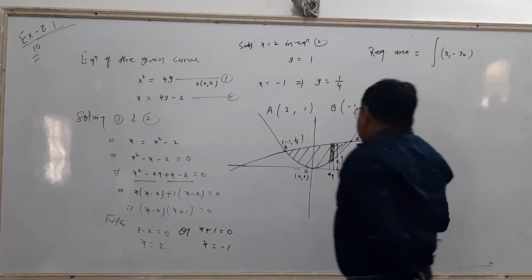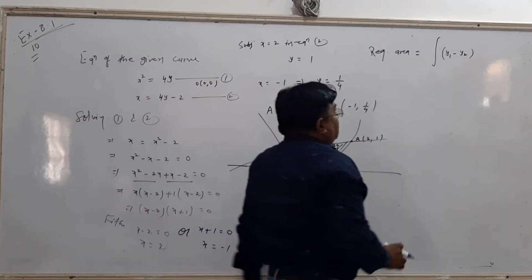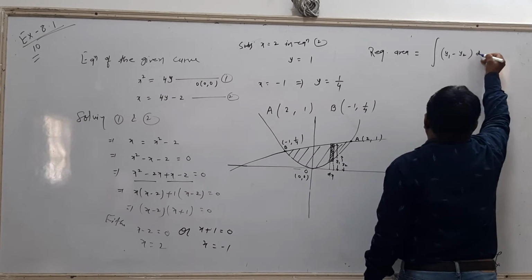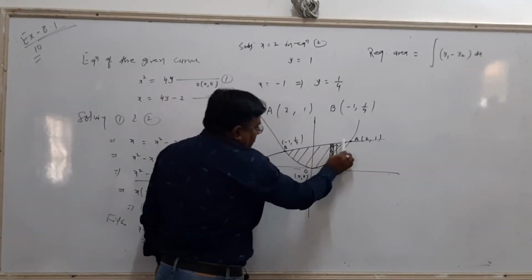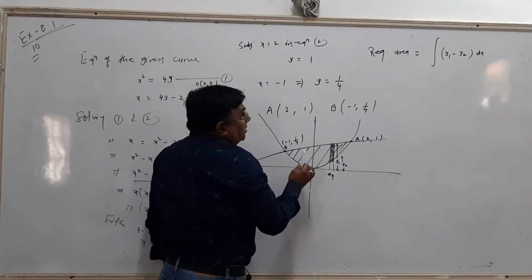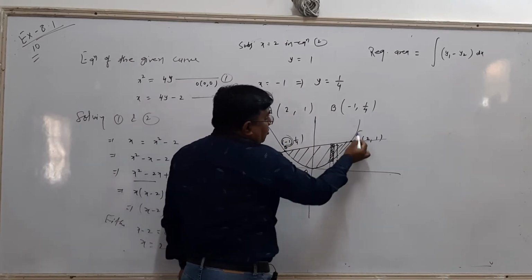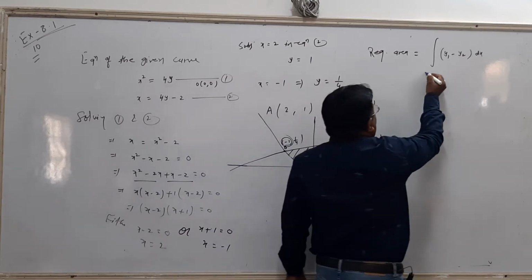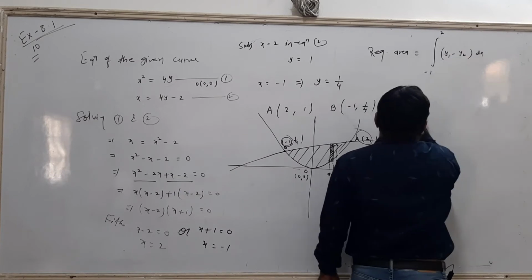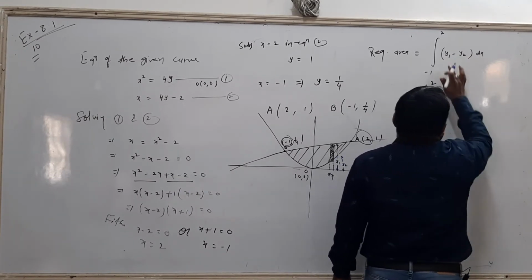Length of strip is y1 minus y2, and breadth is dx. But the strip moves in the shaded region, right? So what is dx? The x coordinate is minus 1 and the x coordinate is 2. Then the limit is minus 1 to 2, lower to upper, minus 1 to 2 as it is.